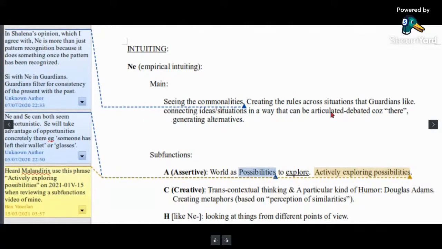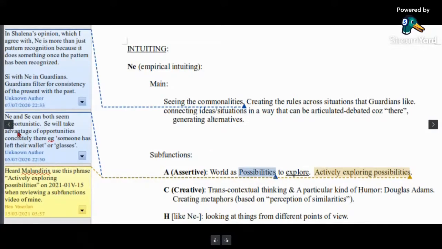Seeing the commonalities, creating rules across situations that Guardians like, connecting ideas and situations in a way that can be articulated and debated, because they're generated. When I say the ways that Guardians like, they're not actually thinking of that at the time, any DOMs. It's just that the Guardians tend to like the rule. And so you can see sort of the super id, or rather B-side, Ne sub-functions.